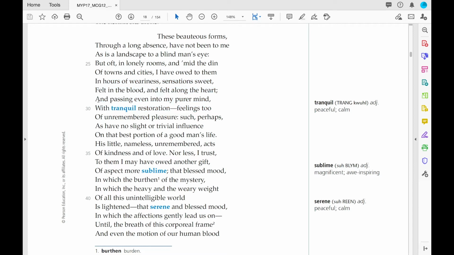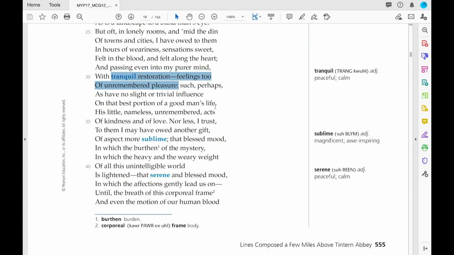Okay? It says right here, "and passing even into my pure mind with tranquil restoration." So just the thought of this place brought him tranquil restoration, "feelings too of unremembered pleasure." So it just brought him peace and love and happiness. "Such perhaps as have no slight or trivial influence on that best portion of a good man's life, his little, nameless, unremembered acts of kindness and of love."